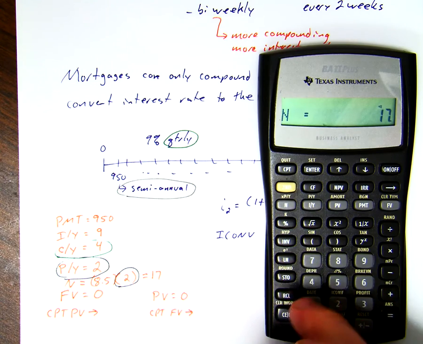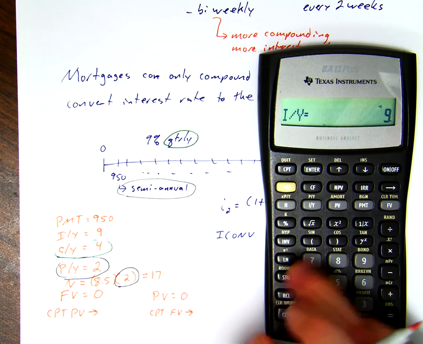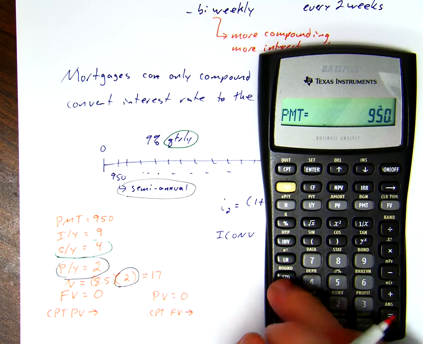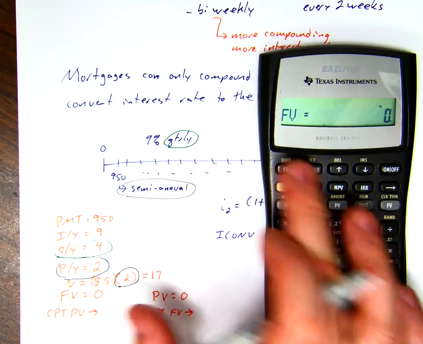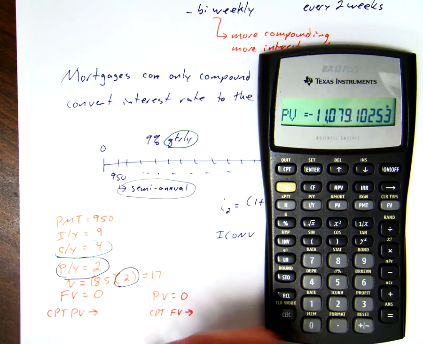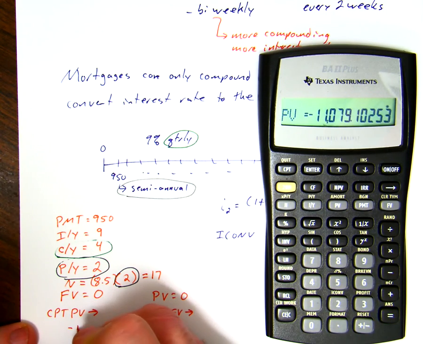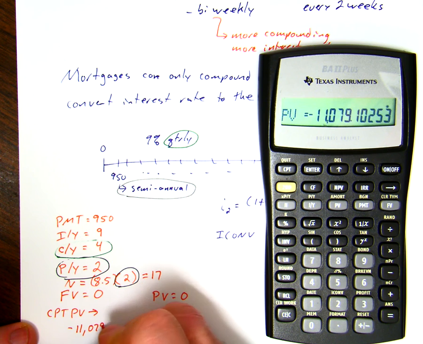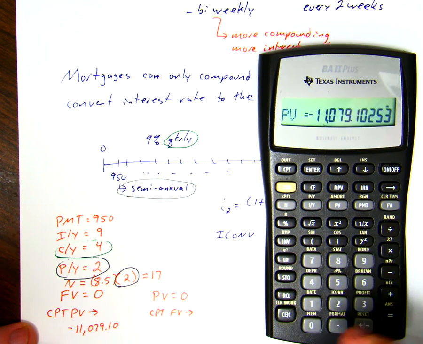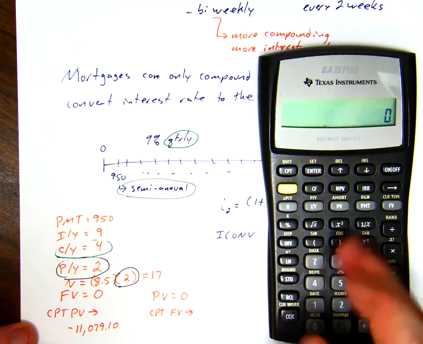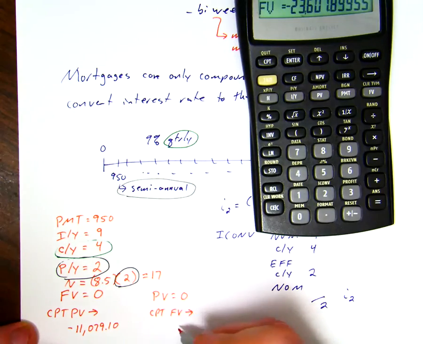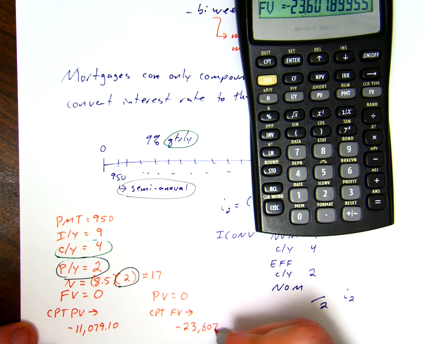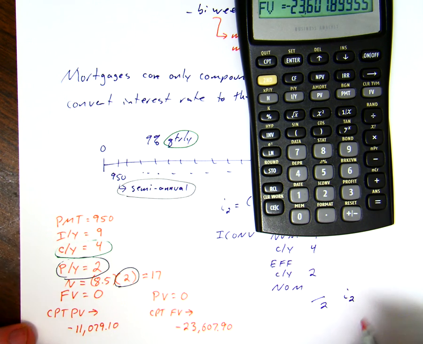I'm now going to check those. N is 17, I is 9, payments are 950. I set future value to 0 and compute the present value to be negative 11,079.10. And if I put 0 in the present value, I compute the future value to be negative 23,607.90.